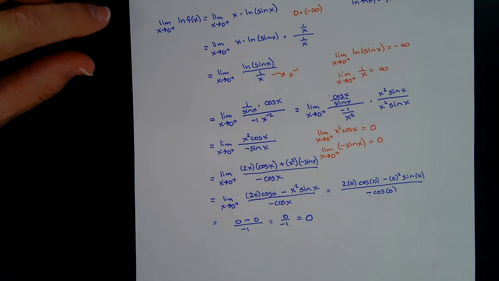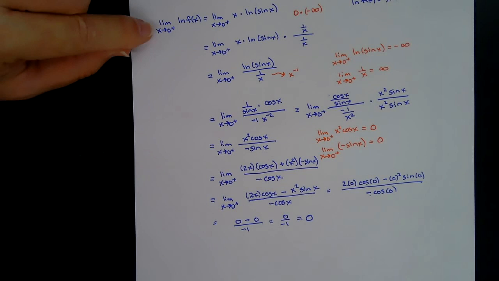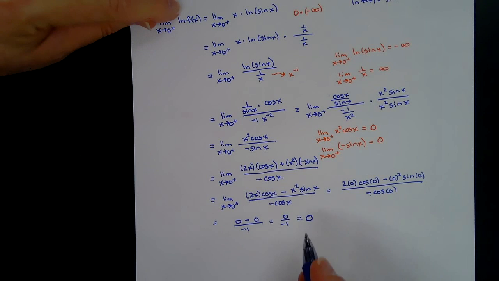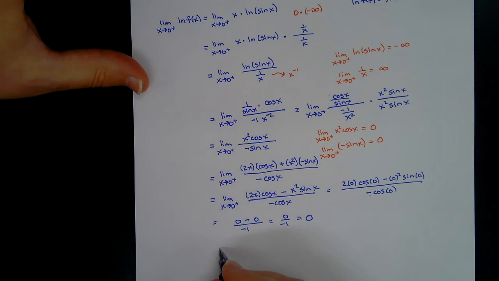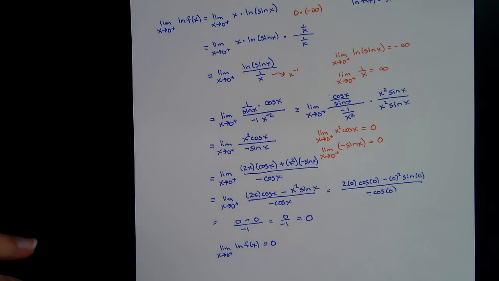So what is that telling me? That's telling me that the limit as x approaches 0 of ln of f of x is 0. So I'm going to write that: the limit as x approaches 0 from the right of ln of f of x. That was a long time to get there, right? It took a while. And that's equal to 0. So now we know that's equal to 0.